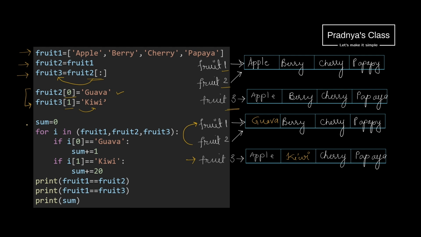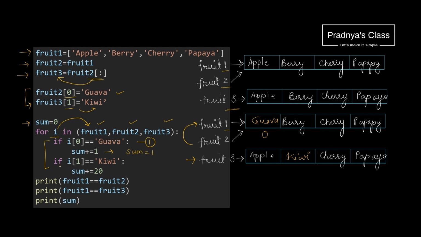Alright, let's proceed. There is one variable initialized to 0. Using a for loop, we are iterating over 3 lists. It means the value of I will get checked in the fruit1 list first, then fruit2, followed by fruit3. What are the conditions? In the first condition, we need to check whether I of 0 equals guava. Look at the fruit1 list. Yes, at the 0th index we have guava. It means this condition is satisfied. The sum will get updated to the value 1.